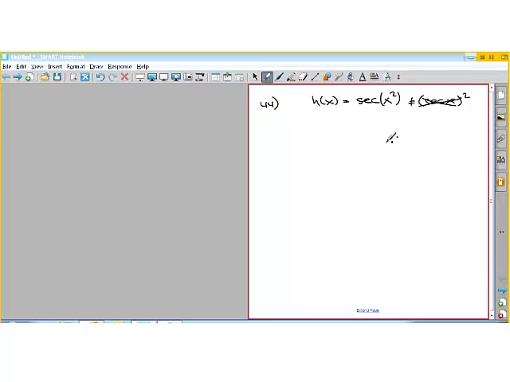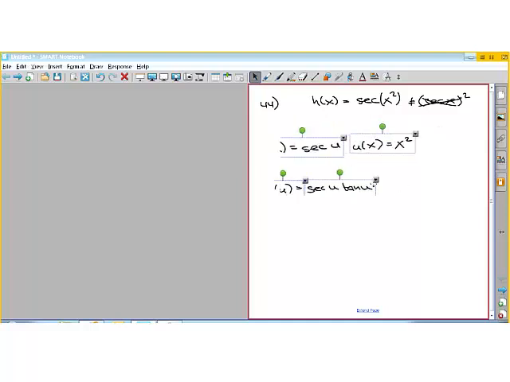So our u of x is going to be x squared. H of u is the secant of u. Plug that in there, you get that. H prime of u, what is the derivative of the secant? Look in the book. Secant of u, tangent of u. The derivative of x squared is just 2x.